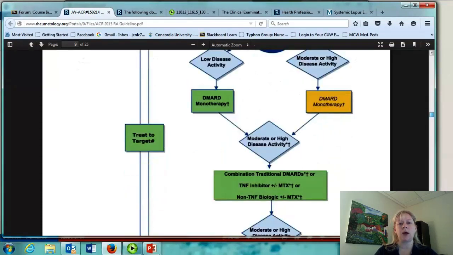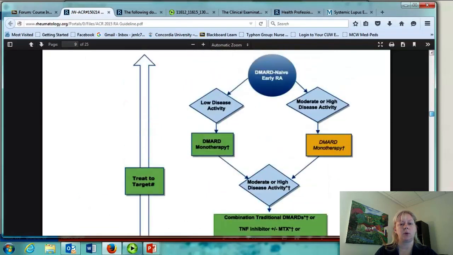On the left-hand side, it's going to be treat to target. So you want to treat to their symptoms. That's what that means. These are for DMARDs. Remember those disease-modifying medications for early rheumatoid disease? These are for people that have early disease and have never taken any of these meds before. If they have low disease activity, it's recommending DMARD monotherapy, so they could put them on something like sulfasalazine or methotrexate, just one, at a low dose until they have symptom relief.